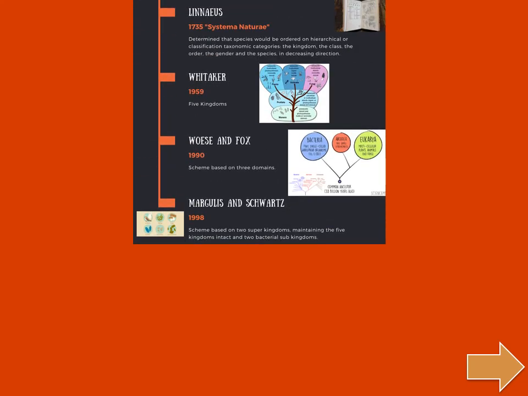Linnaeus, in the book Systema Naturae, determined that species would be ordered in hierarchical taxonomic categories. These categories in decreasing order were the kingdom, the class, the order, the genus, and the species.